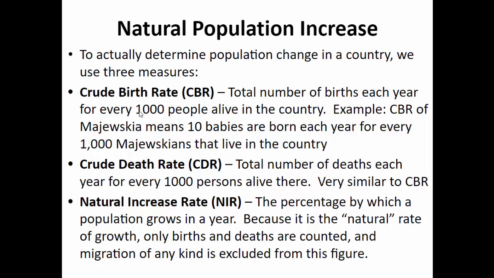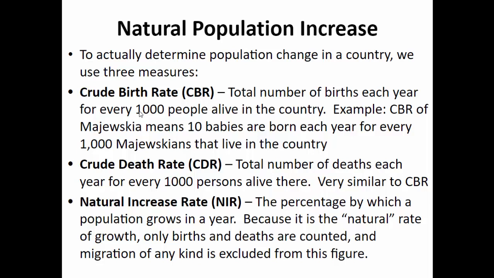Okay, that makes it easy, right? So we can see how many births are being produced. Some are going to have more, some are going to have less, depending on which country we're looking at. We're also going to measure something called crude death rate. All right, crude death rate means, and the abbreviation is CDR, it's a total number of deaths each year for every 1,000 people alive. So it's very similar to CBR. So I might have a crude death rate of 8 in Majuskia, which means 8 people die for every 1,000 people that live in that country every year.